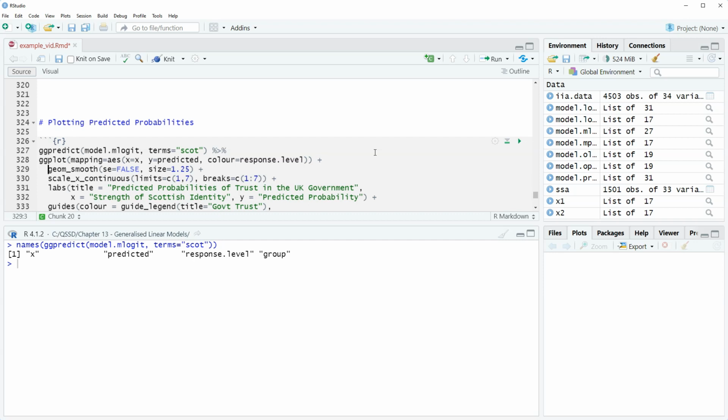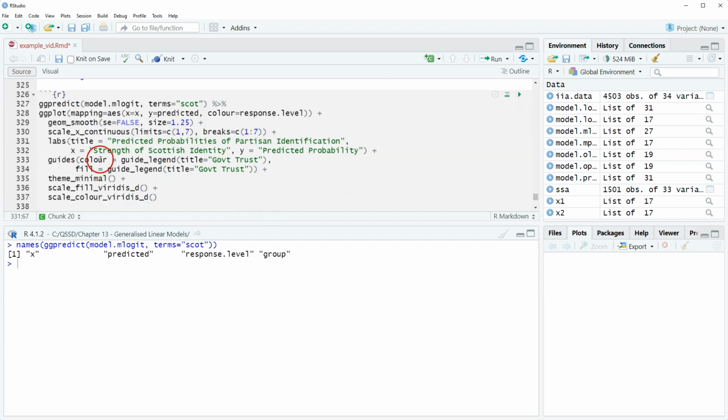We're using geom_smooth again. The scale_x_continuous is the same. The titles and labels we're going to change a little bit here. Now we're going to do predicted probabilities of partisan identification. We're not looking at trust, but partisan identification. On the x we have strength of Scottish identity, on y predicted probability, and for guides we just need color because we don't have a fill.